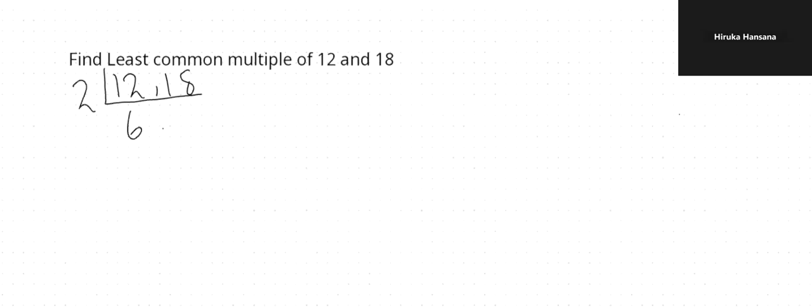Now, if any of these two numbers nicely get divided, you have to write the answer. That's the first rule of this method. If any of these two numbers nicely get divided, you have to divide it and write the answer. Okay, so let's continue using this method.